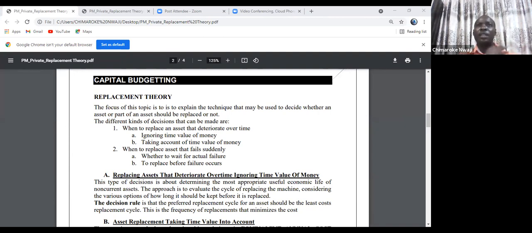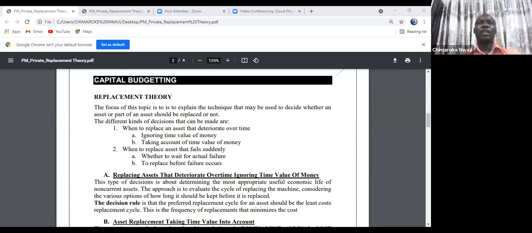Let's say you have a motor vehicle and you can either replace the motor vehicle after every 4 years. It means that once in 4 years, you replace the vehicle. So in 12 years, you must have replaced your vehicle 3 times. So each replacement cycle is 4 years. Another could say, why not replace it every 3 years? So in 12 years, you would have replaced 4 times. So 3 years is a replacement cycle.